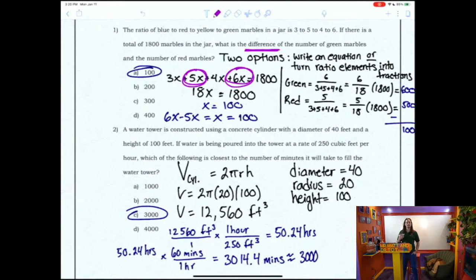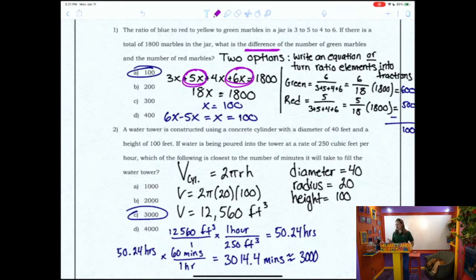Difference implies subtraction, or the difference is the answer to a subtraction problem. So we need to subtract 5x, the number of red marbles, from 6x, the number of green marbles. 6x minus 5x is 1x. So the answer here that we're going to evaluate is 1x, which is just x, which happens to be the same value of the common multiple. But I don't want you to confuse the two. You do have to actually go back to the question they're asking and make sure that you are answering the correct thing.